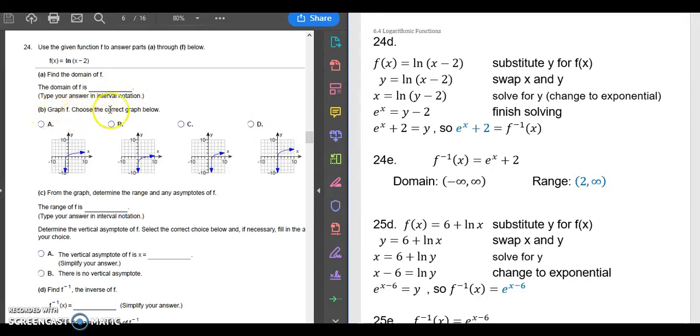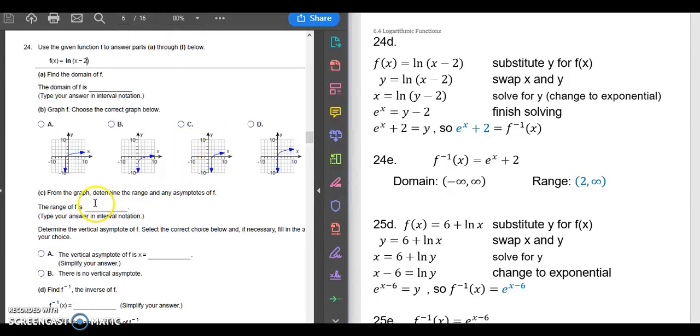Part B is asking us to graph the function. We have a logarithmic function, and it should be shifted to the right 2 units based on this information here. So we're looking for a graph that's shifted to the right. This one is shifted left. Looks like this one is shifted down. Oh, choice C is the one that shifted to the right, so choice C would be our answer.